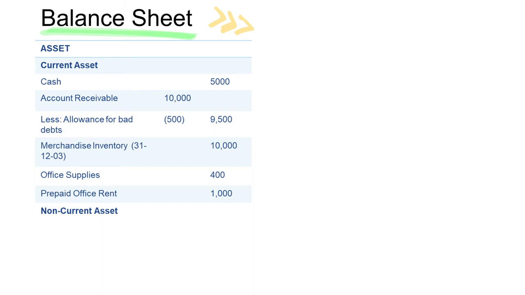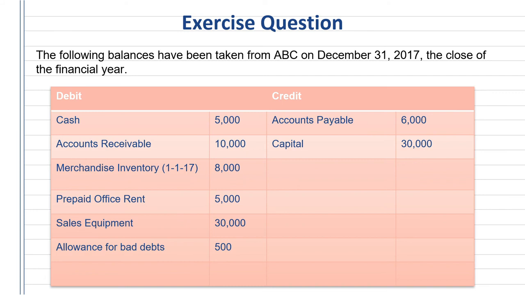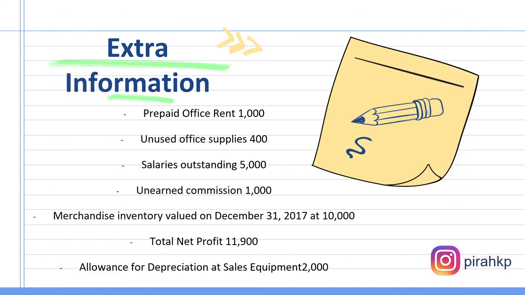So now we are going for non-current asset. First thing, sales equipment 30,000. Oh my, it was already given, so we don't have to do anything. Alright, but then we were also given allowance for depreciation on sales equipment, 2,000. We have to subtract that amount. Depreciation is a topic on its own and it deserves a separate video. We will discuss it in detail and also see what methods you use to calculate depreciation.